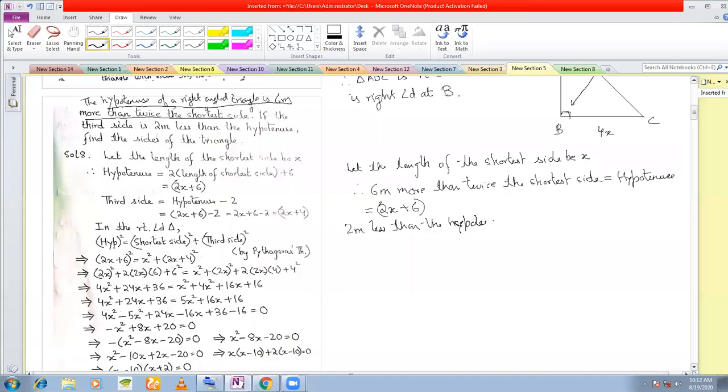2 meters less than the hypotenuse. The hypotenuse we have found to be 2x plus 6. Now let me write the third side. This is the third side: 2 meters less, so minus 2. So this becomes 2x plus 6 minus 2, which is 2x plus 4 meters.